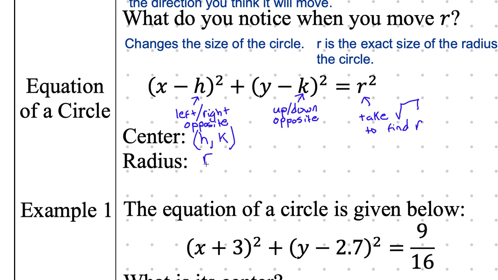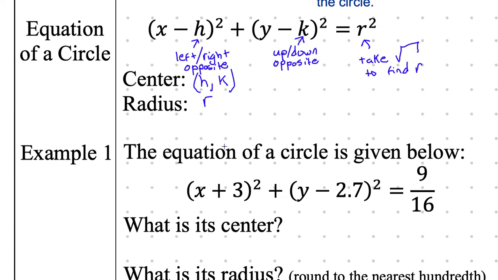So be wary. It's not whatever is on the right-hand side that is incorrect. Whatever's on the right-hand side needs to be square rooted in order to find the radius. I think I've kicked that dead horse enough.